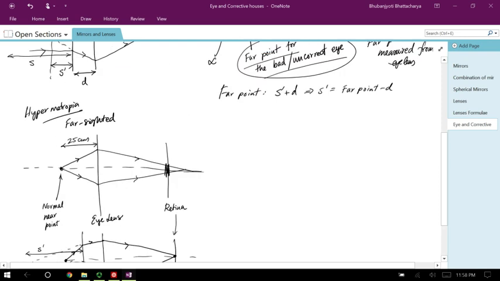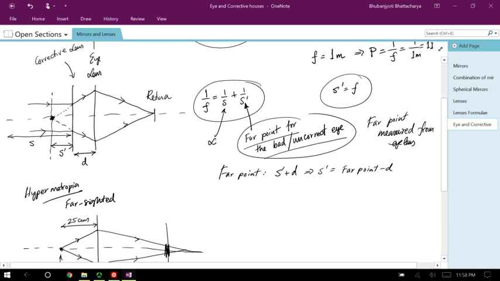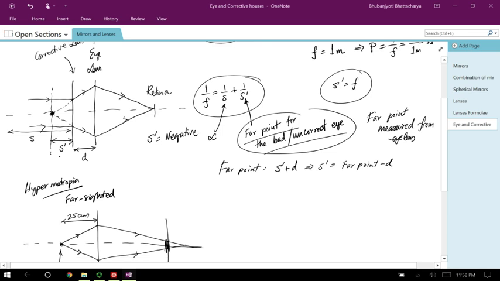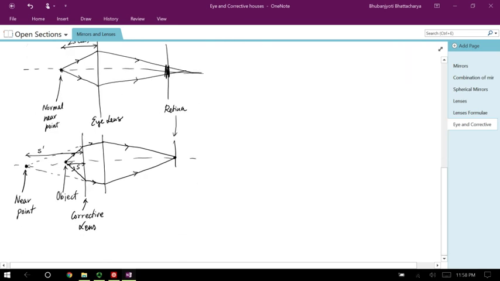Okay, one catch for either of these kinds of problems that we have to remember is that if you look at the first kind of problem here, S prime is behind the first lens, which means that this S prime here is negative, right? The object was in front of the lens, but the image is behind the lens. So here too, the object is in front of the lens, but the image is behind the lens. So again, S prime here is going to be negative.